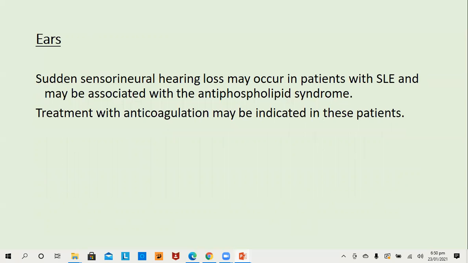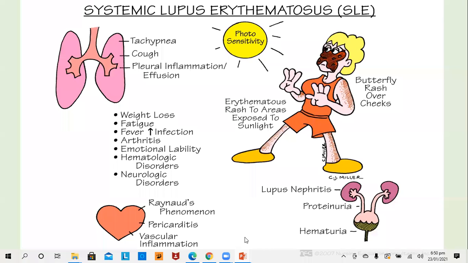Ears. Sudden sensorineural hearing loss may occur in patients with SLE and may be associated with antiphospholipid syndrome. And treatment with anticoagulant is indicated in such patients.